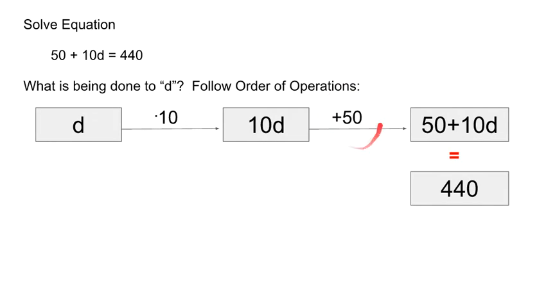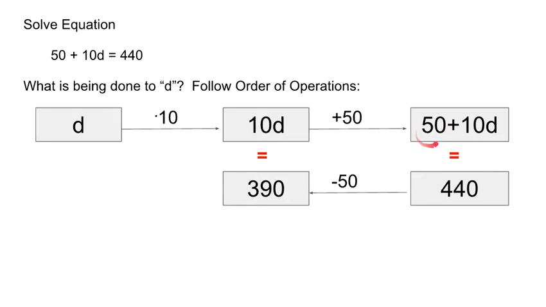In order to undo that, we have to subtract 50. So we subtract 50 from 440 and we get 390. What does that mean? That means that 10d is equal to 390, because 10d plus 50 was equal to 440. So before we added 50, the 10d has to be 390. Why? Because 50 plus 390 equals 440. So that 10d has to equal 390, which is what we found here by undoing that plus 50. We undid it by subtracting 50.